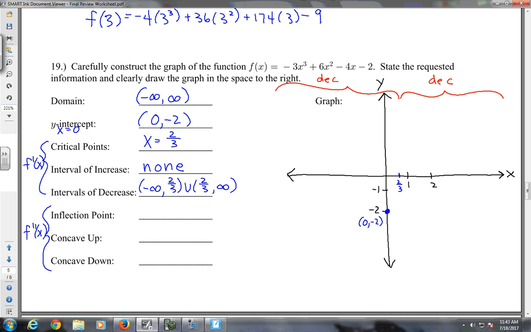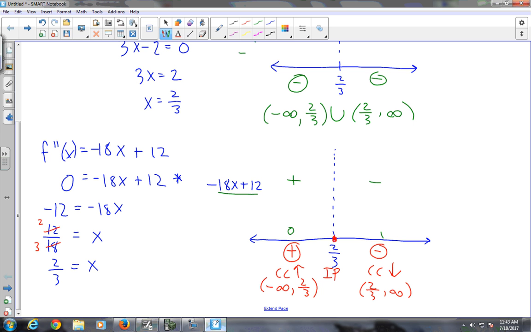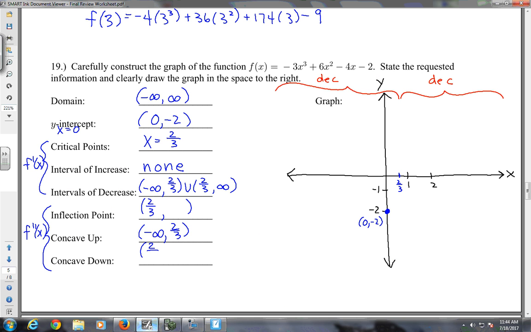Okay, let's transfer this to our review worksheet. Our inflection point has an x value of 2/3. We don't know what the y value is. We'll calculate that here in a moment. It's going to be concave up from negative infinity to 2/3 and concave, did I get that right? Yes, concave down from 2/3 to infinity. Okay, I'm going to transfer this to our graph. On the left side of 2/3, it's concave up. On the right side of 2/3, it's concave down.